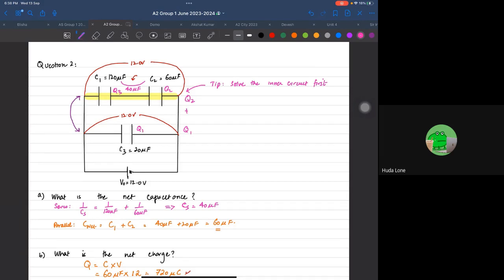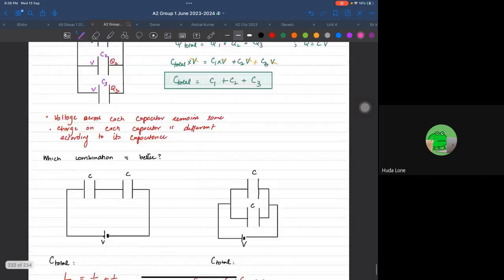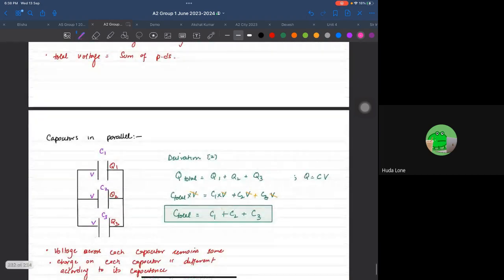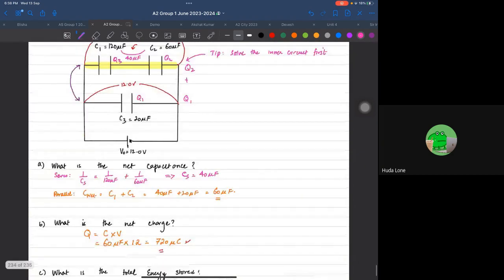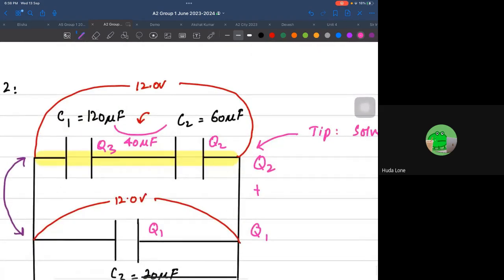Because I told you, in parallel circuits, charge is different at each capacitor. Every branch has a different charge. So we have to find what the total charge would be when it is in series at this branch, right? Then we can proceed. Understood? Yes, sir. Thank you.